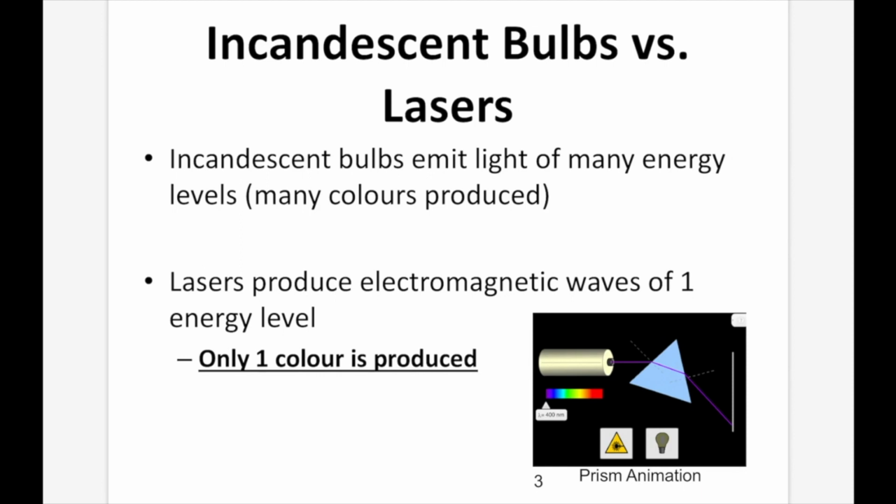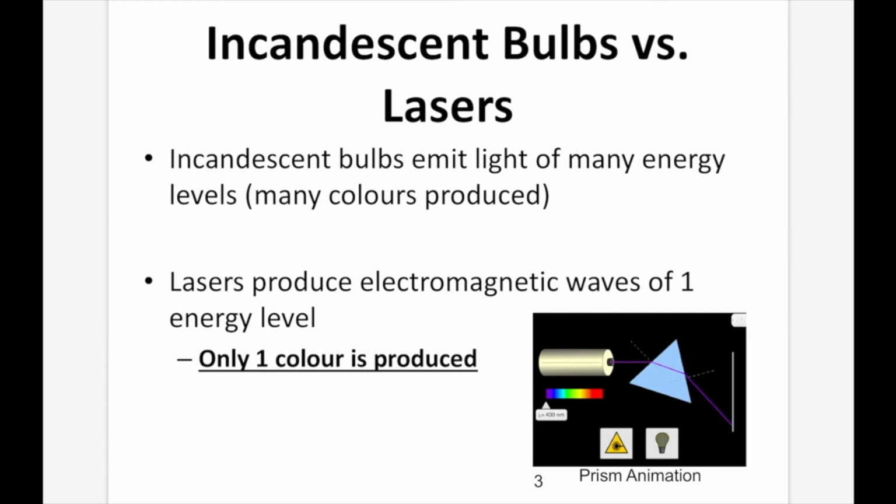Incandescent bulbs versus lasers. Incandescent bulbs emit light of many energy levels, so we get many colors being produced. Lasers produce only one electromagnetic wave, so you only get one color out of it. So you're going to get a blue laser, a red laser, a purple laser, but you're not going to get a laser that spans multiple colors, whereas a light bulb is going to emit white light, which is comprised of all the different colors.